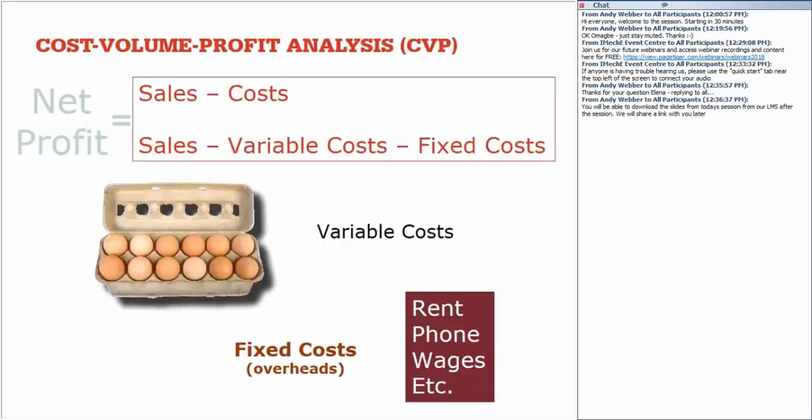Okay, so we're going to start with something really simple called cost volume profit analysis, CVP. In the old days, you might refer to it as back of a fag packet calculations. It's the kind of calculation that you might do to decide whether you should invest further effort and time in a possible business project.